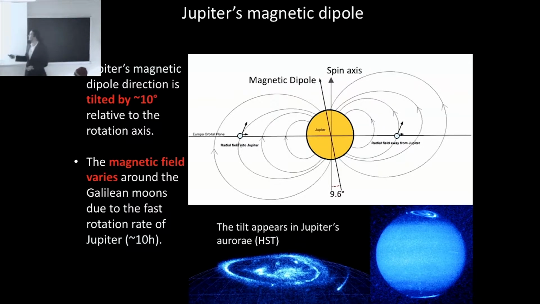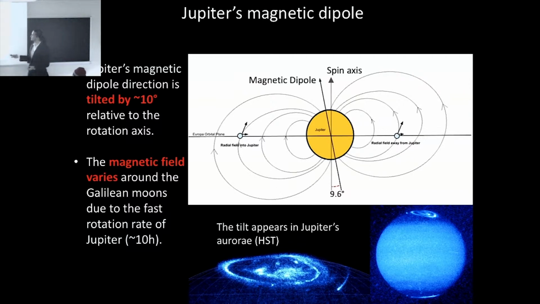The magnetic dipole of Jupiter is similar to Earth's in that it's tilted from the spin axis. So depending on where the moon is in the magnetic field of Jupiter, it will sense the magnetic field differently. This is a nice Hubble Space Telescope image of Jupiter's aurora that shows they're tilted from the North Pole. It's a nice direct evidence of this tilt.